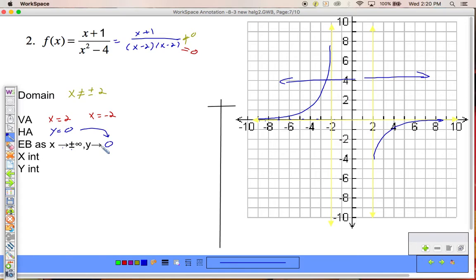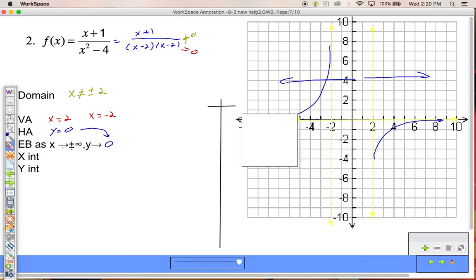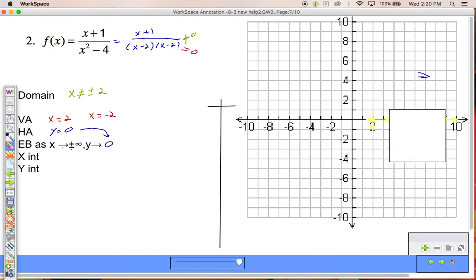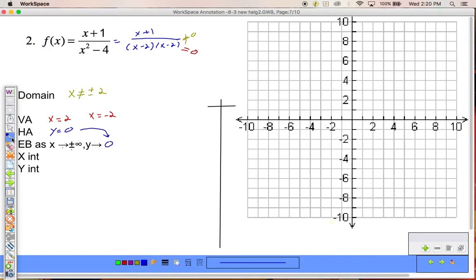Let me do some erasing over here. Just erase all of it and start over. All right, x-intercept. To find my x-intercept, we set our numerator equal to 0. Because my fraction is 0 over something, we can set all of it equal to 0 and solve, but we just set the numerator equal to 0.